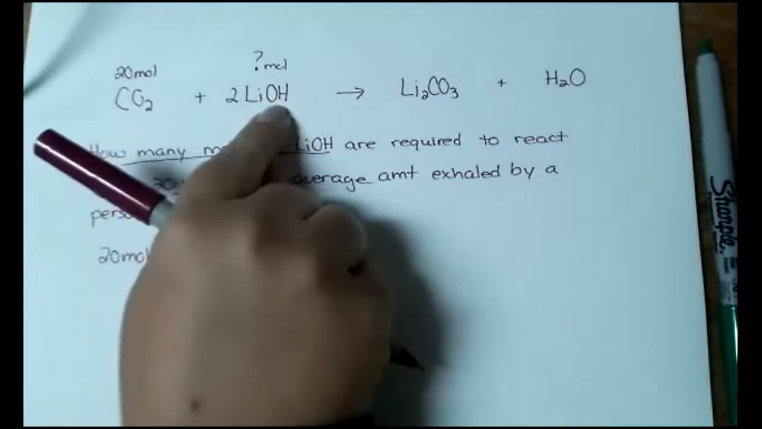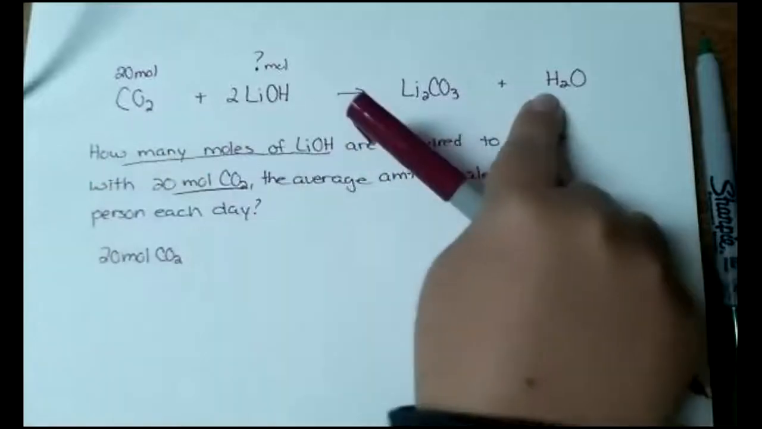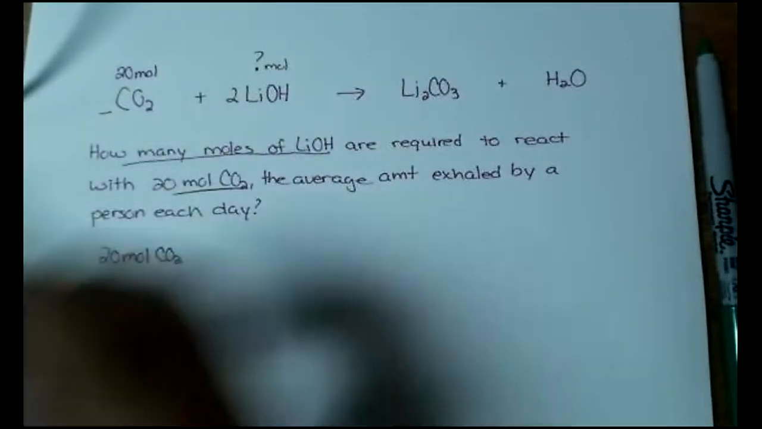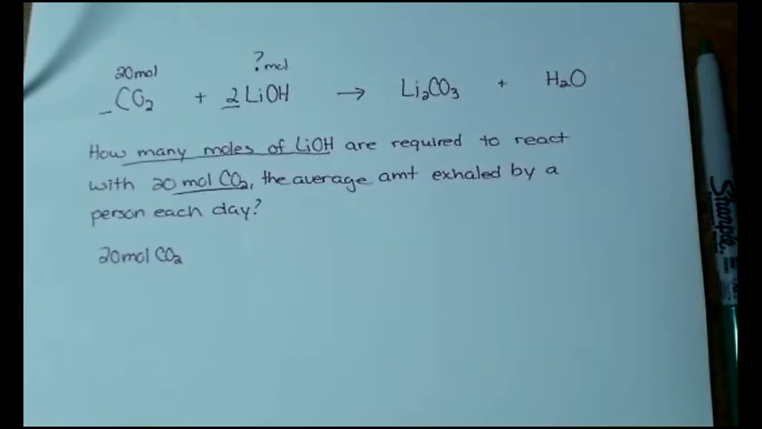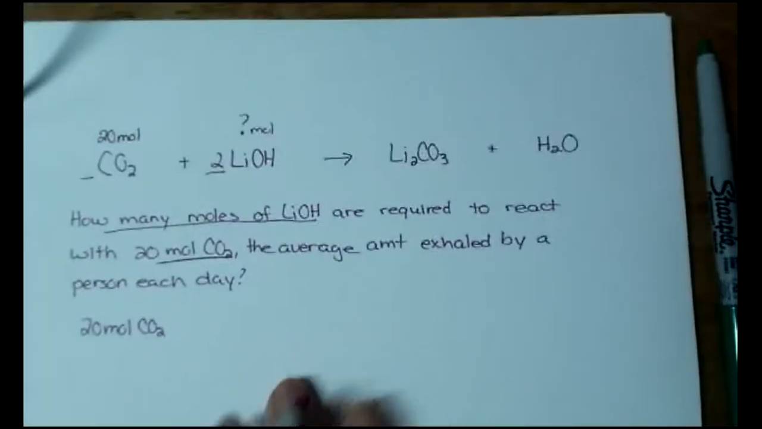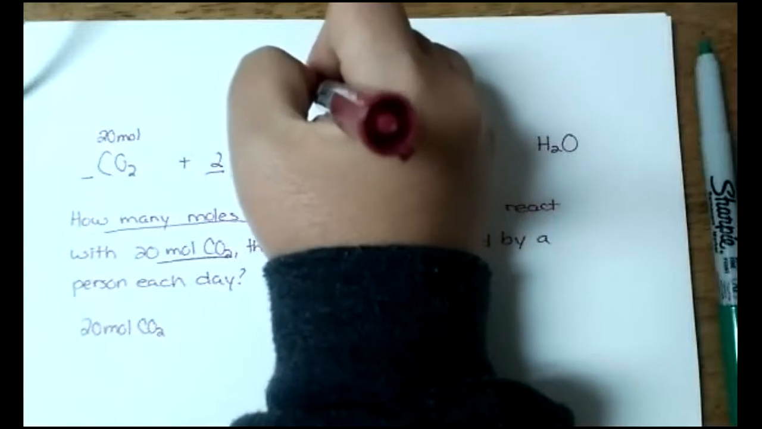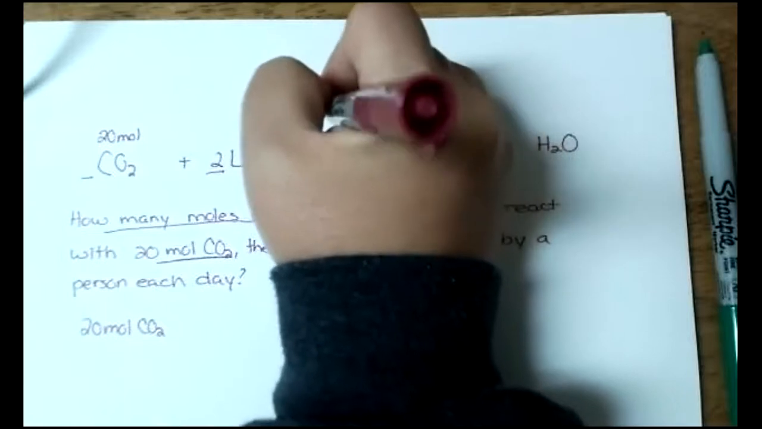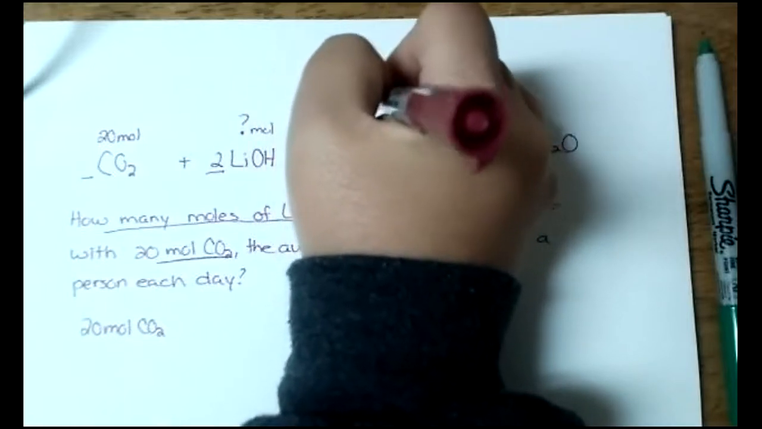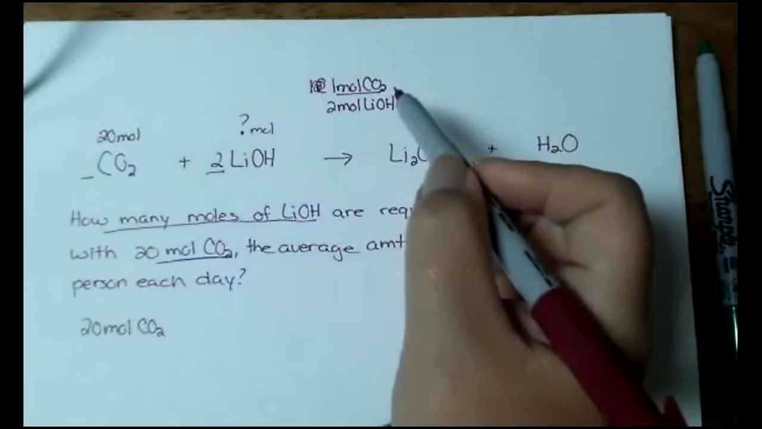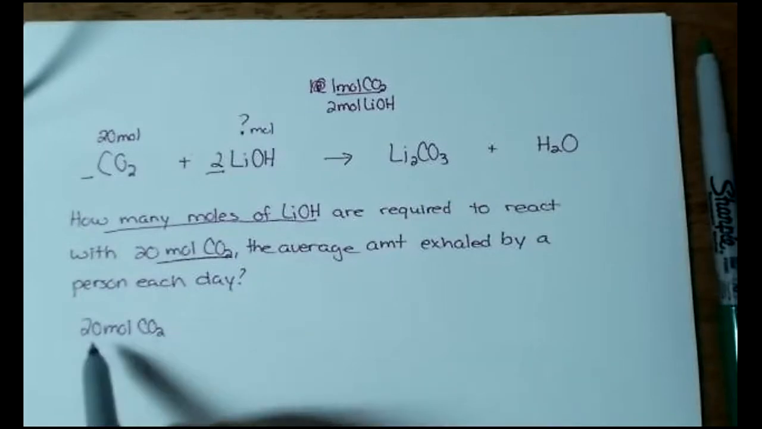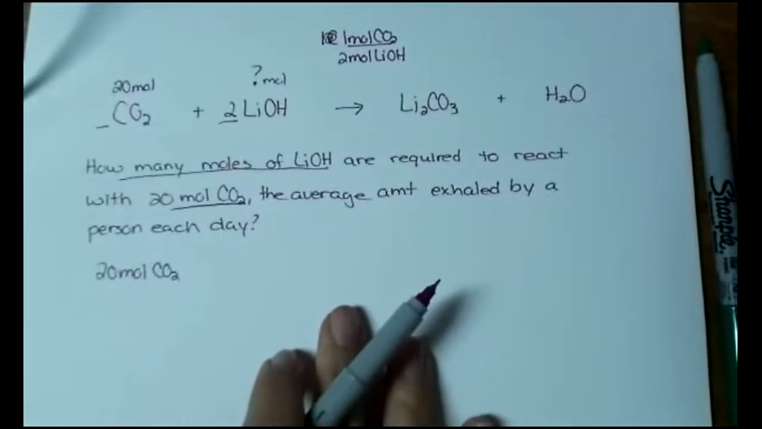And the way that I compare two compounds within a reaction is I use my mole to mole ratio. So I have an understood 1 mole of CO2 and 2 moles of lithium hydroxide. So my mole to mole ratio is 1 mole of CO2 to 2 moles of lithium hydroxide. This is my mole ratio. I need to put this mole ratio into this problem to cancel out moles of carbon dioxide.